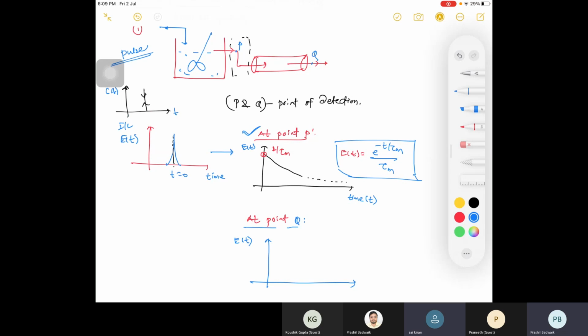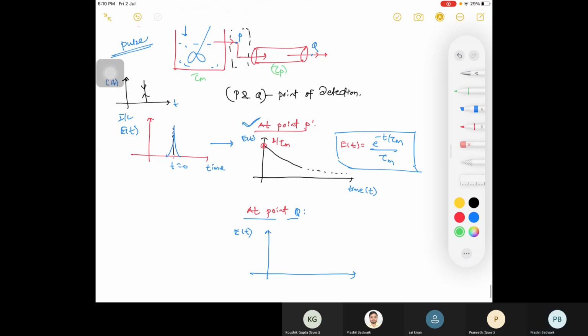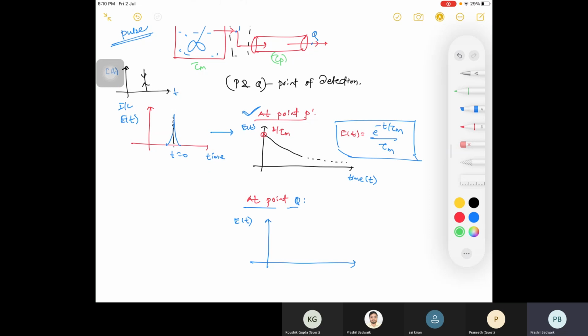What did we study in PFR, sir? After tau, sir, it will be the same exponential decrease. It will be the same exponentially decreasing profile, but after a time lag of tau P. You write here, I forgot to mention, this is your tau M, the space time for the MFR, and tau P. So your profile will be what?